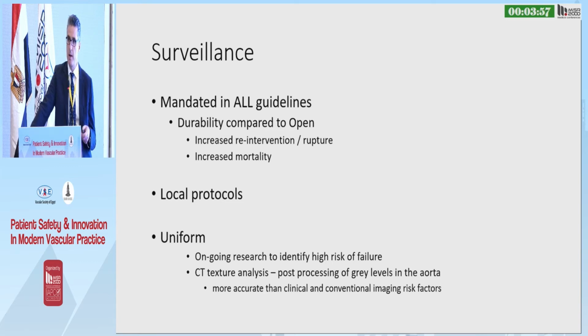We know there are some sub-anatomical features that might guide us, but interestingly, there's a group in Japan who are now looking at CT texture analysis of the gray level in the aortic sac, and they use AI computational methods to assess this. This has already been shown to be more accurate than the conventional clinical and anatomical findings that we currently use.